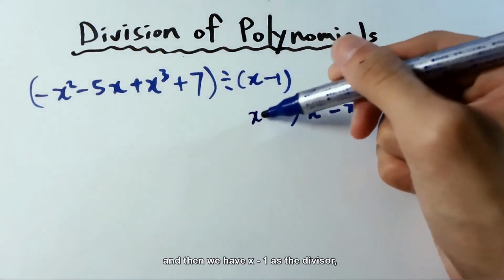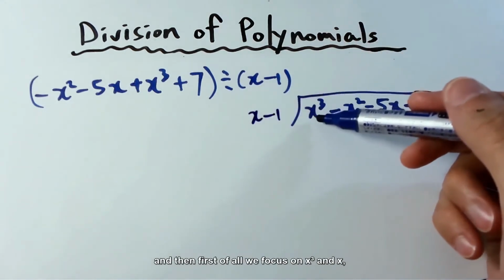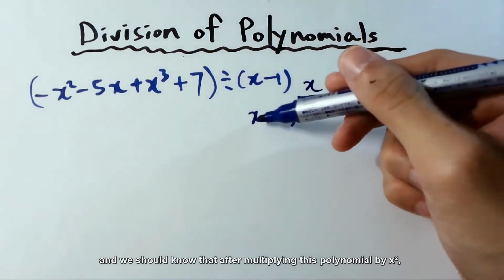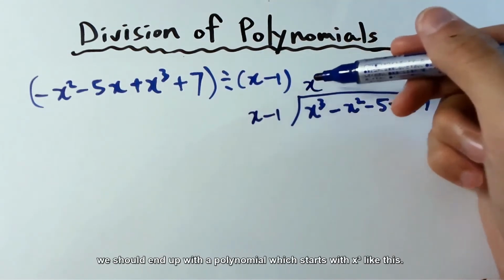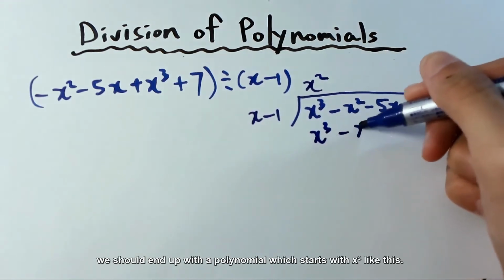And then we have x minus 1 as the divisor. And then first of all, we focus on x to the power 3 and x, and we should know that after multiplying this polynomial by x squared, we should end up with a polynomial which starts with x to the power 3, like this.